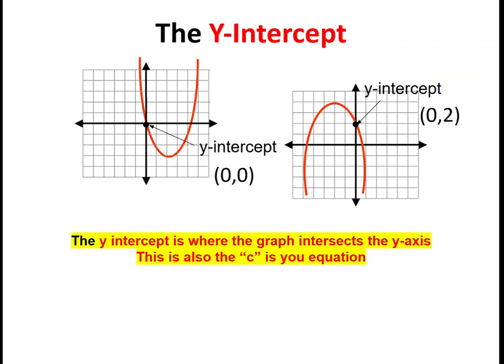The y-intercept of our graphs, we have seen this before. It's just important to remember that these are an ordered pair, so to write it as though. And this can also be found really easily in your equation by looking at the c value.